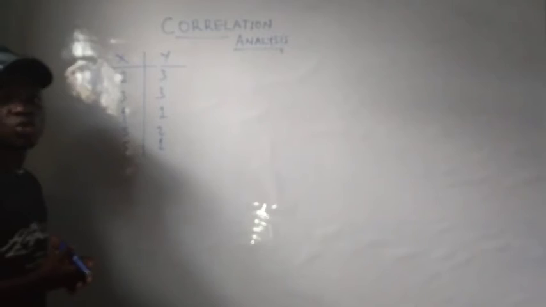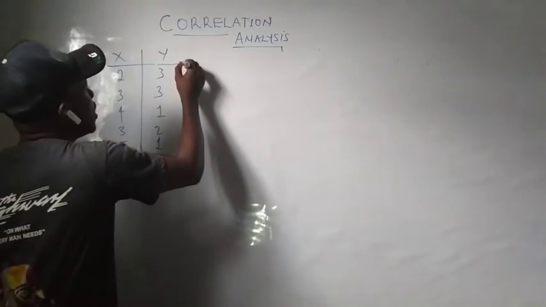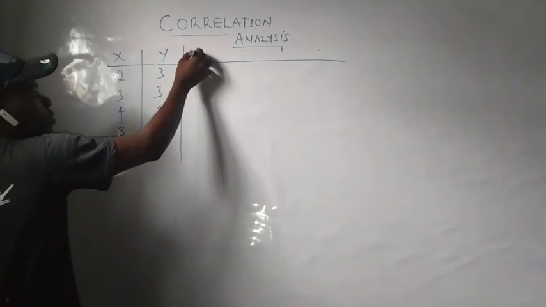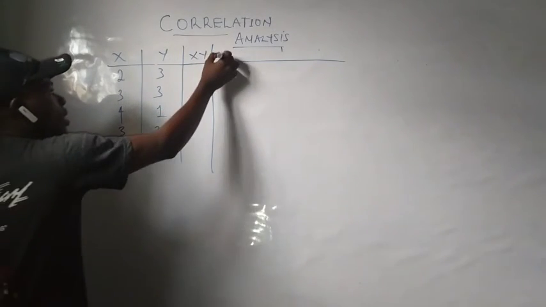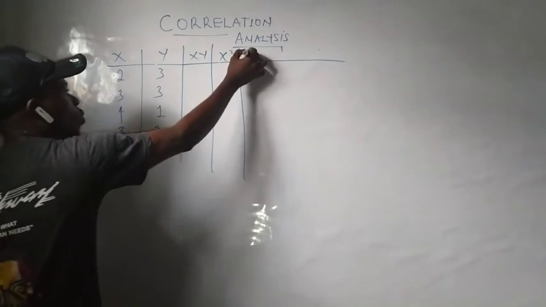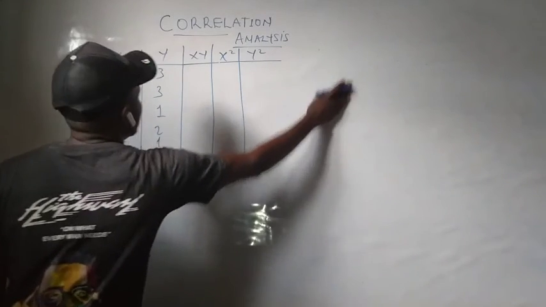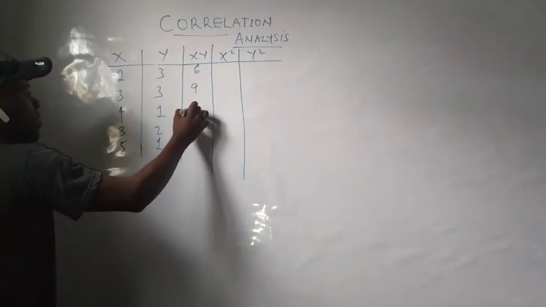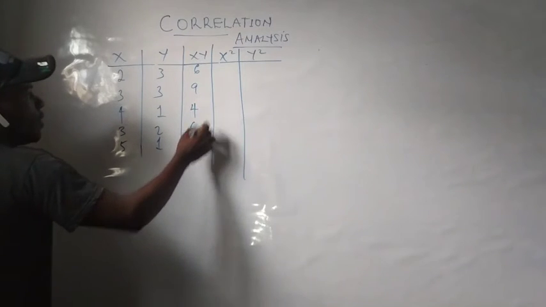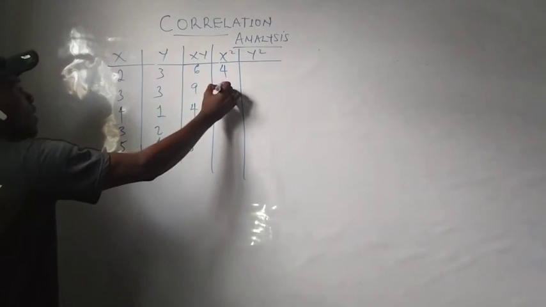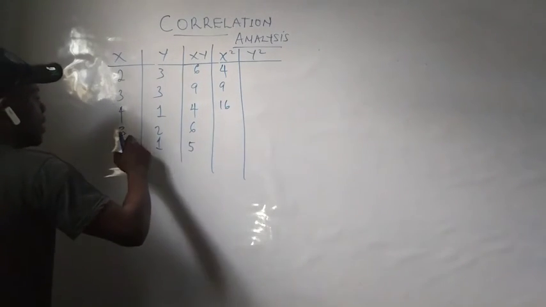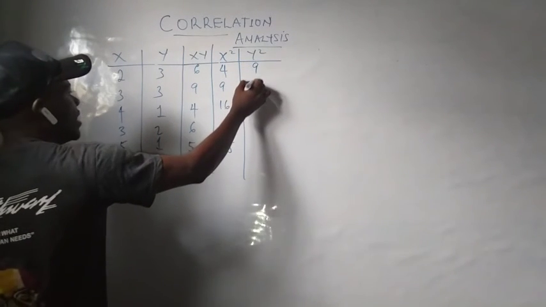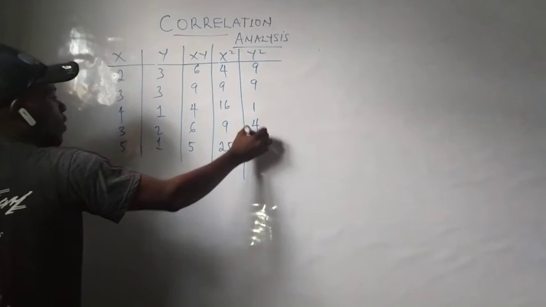So all you need to do is just to complete our table, and I believe you know that we are going to be filling out this table with the variables needed, like our variable xy, our variable x squared, our variable y squared. Do you understand? So find our variable xy. This gives us 6, this gives us 9, this gives us 4, this gives us 6, this gives us 5. And our x squared will give us 4, 9, 16, and 9 with 25. Then our y squared will give us 9, 1, 4, and 1.